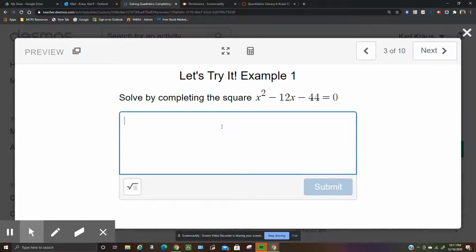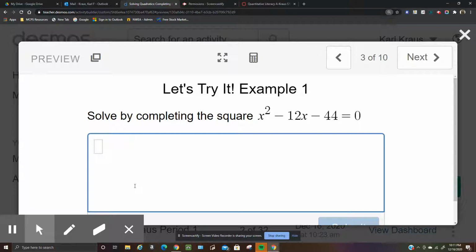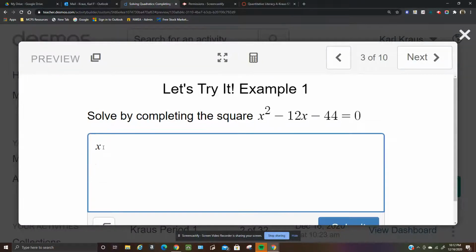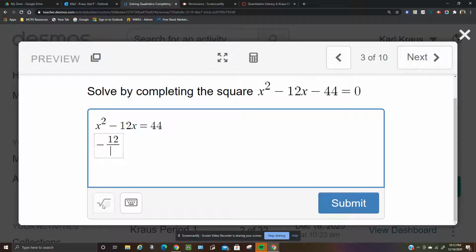So this one, let's go ahead and try. So the first thing we're going to do is add 44 to both sides. Get the equation editor here. Make this a little larger. X squared minus 12x equal 44. Then you do negative 12 divided by 2 is negative 6. Negative 6 squared equal 36. So we're going to add 36 to both sides.